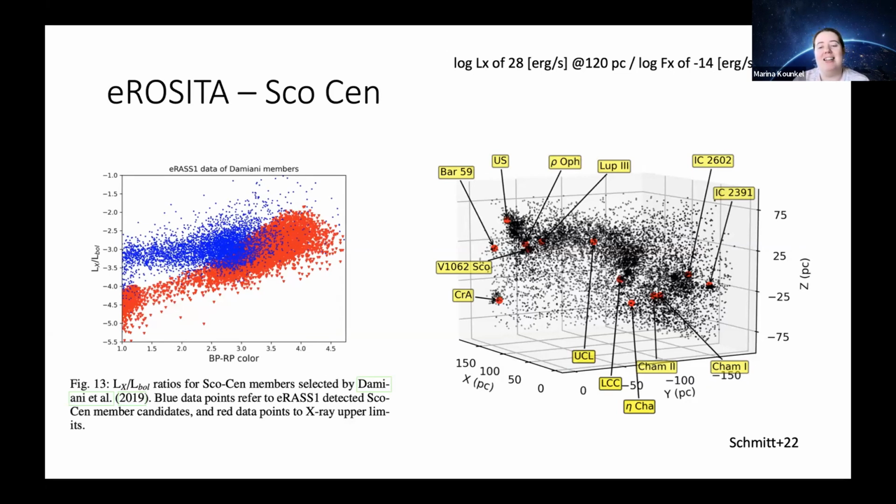So with Rosita, you can't really have much sensitivity to push beyond 100 parsecs, and even then you're primarily limited to just the youngest stars. For example, with Rosita, they have been able to get a rather nice survey of the Sco-Cen star forming region, which is located approximately 120 parsecs away. But again, you wouldn't be able to get all the populations with Rosita to the same degree at the same distance.